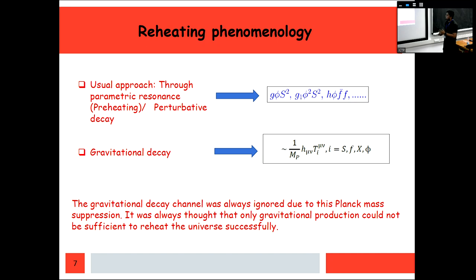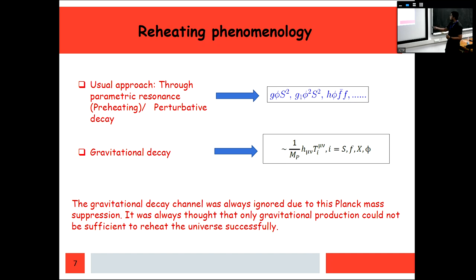In the standard reheating phenomenology, either we do the parametric resonance or the resonance production during basically the preheating era, or we can do the perturbative decay. We can consider any non-gravitational coupling between the inflaton and the daughter field in this way, and we can reheat the universe. But here in this work, we basically emphasize how only the gravitational interaction is sufficient to reheat the universe.